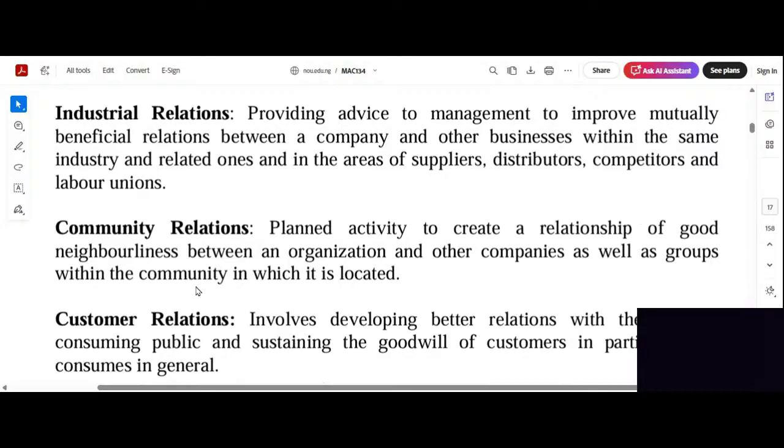Then it also specializes in community relations. And what do we mean by that? Planned activity to create a relationship of good neighborliness between an organization and other companies, as well as groups within the community in which it is located. Planned activity to create a relationship of good neighborliness. That means it helps us live in harmony in the community. Good public relations influences the community to live in harmony.